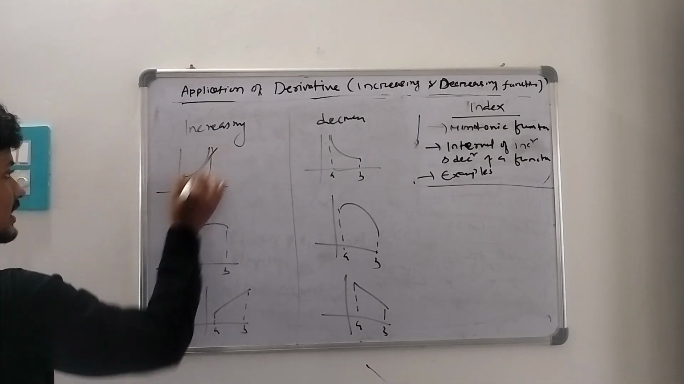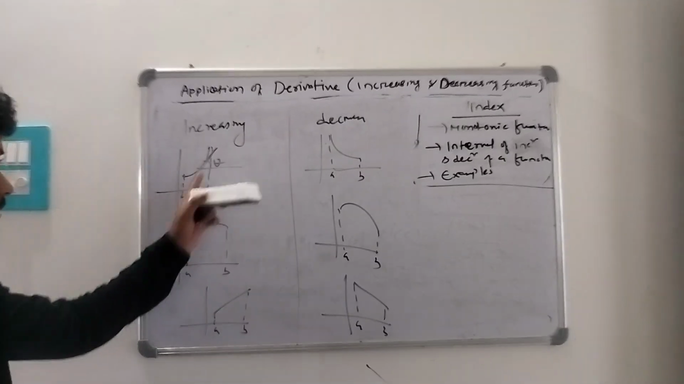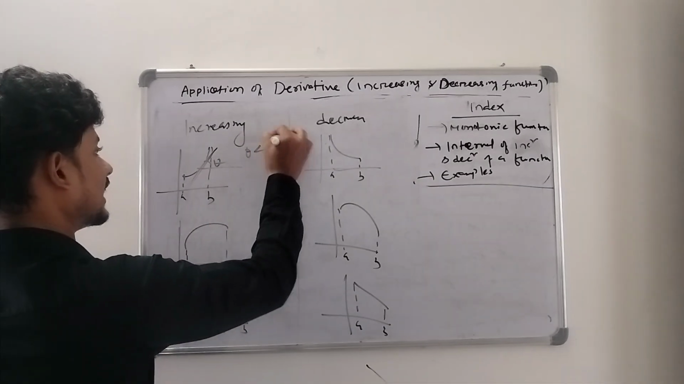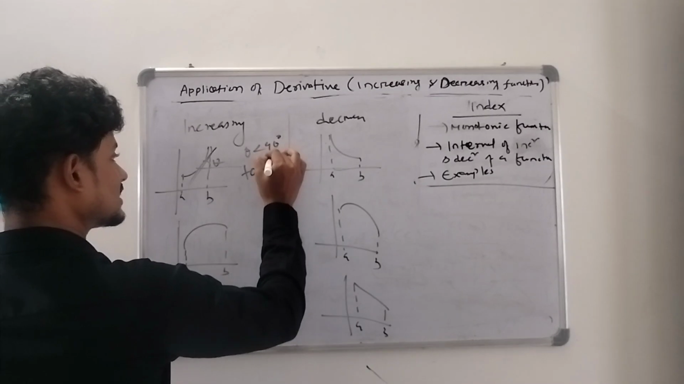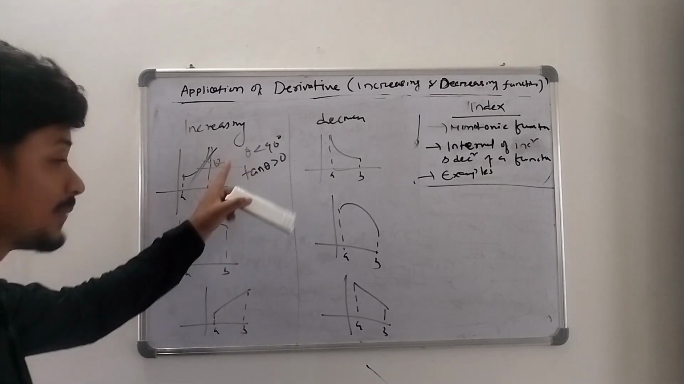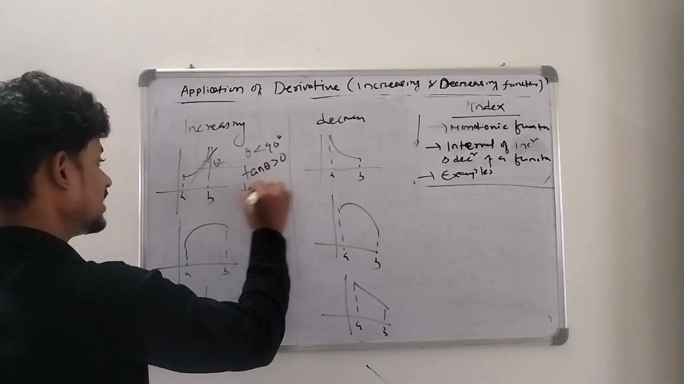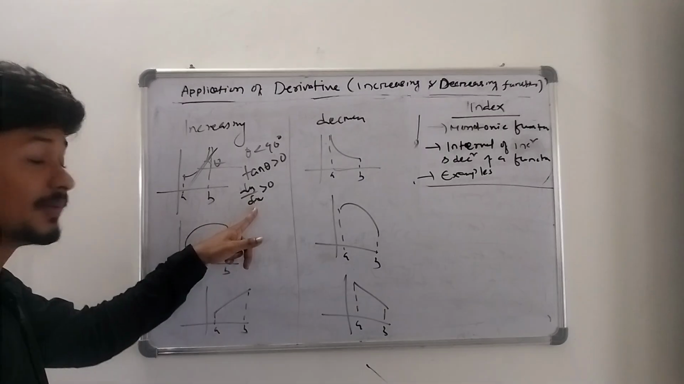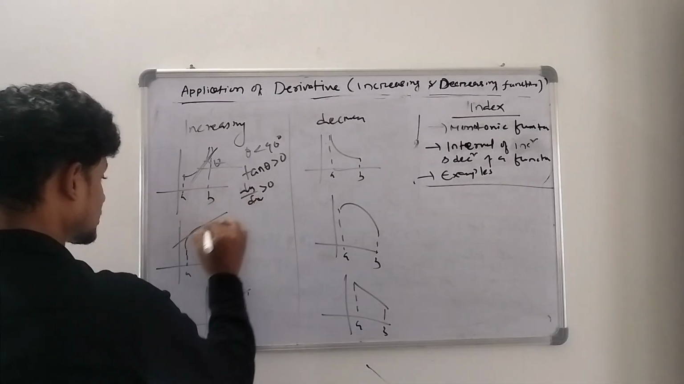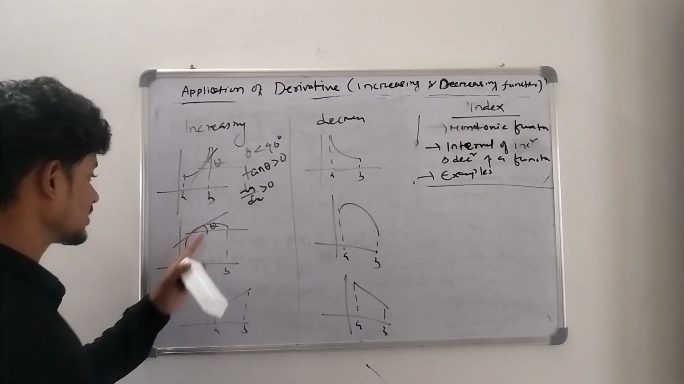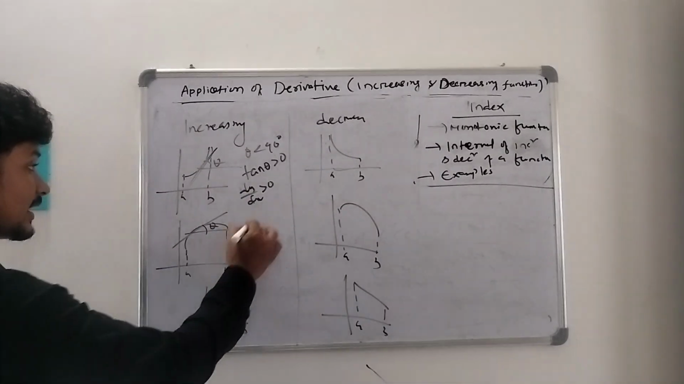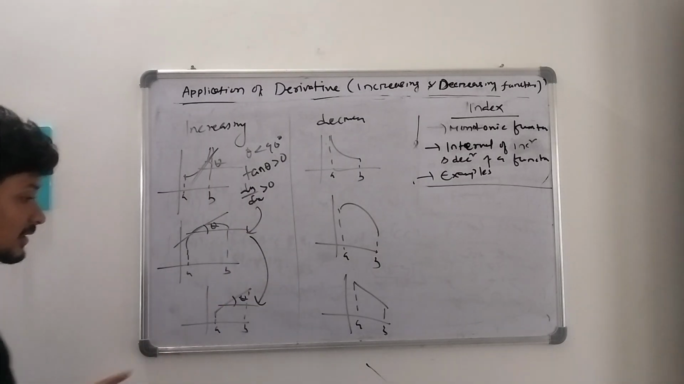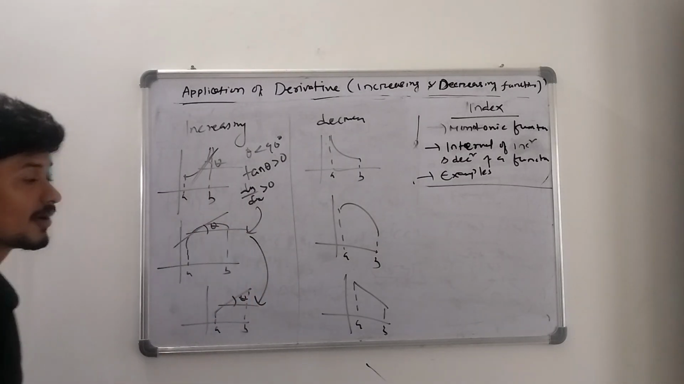So if I draw a tangent here, then this theta, the angle between the tangent and the positive direction of the x-axis, is less than 90 degrees. That means tan theta is greater than 0. So tan theta represents the slope of this tangent, which is dy by dx, greater than 0. That means in case of the increasing graph, the derivative is positive. In the other cases, theta is also an acute angle, so dy by dx is greater than 0.